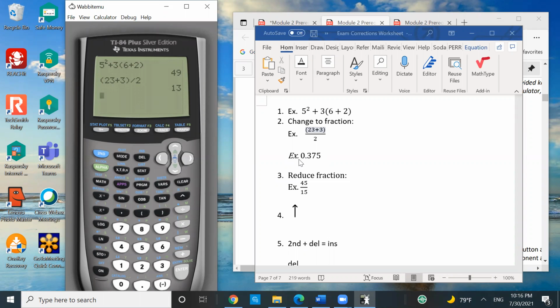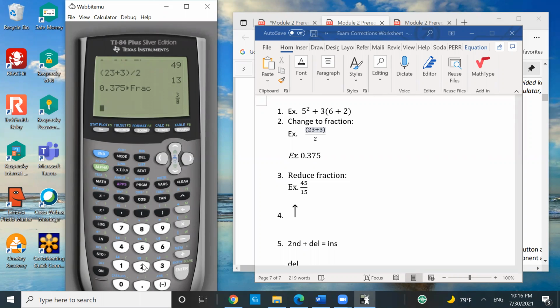How to change a decimal to a fraction? For example, we have 0.375. If we click 0.375 in the calculator, I want to change it to a fraction. I should click math. Look here, this is math. And then this one says fraction. This is the fraction, the first one. I can click 1. And then hit enter. So it changed the decimal to a fraction.